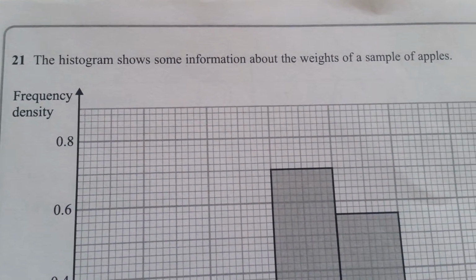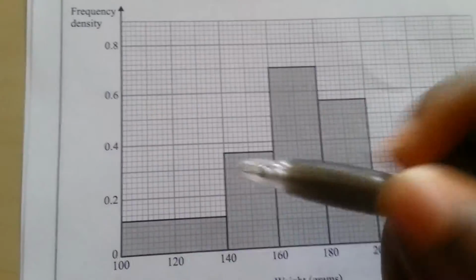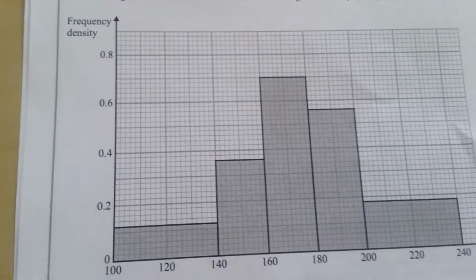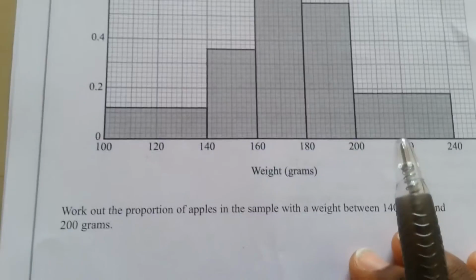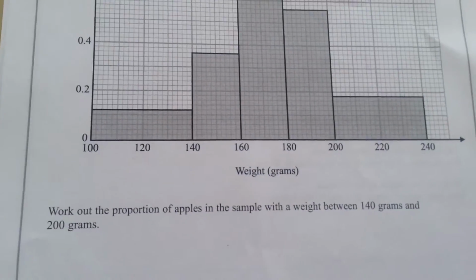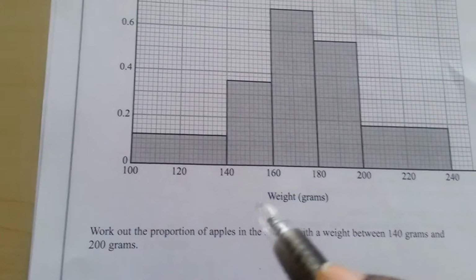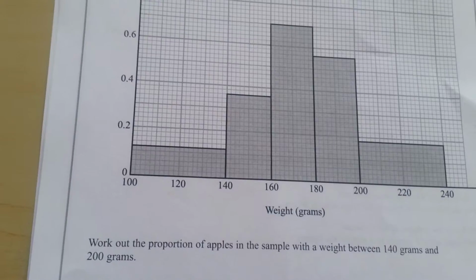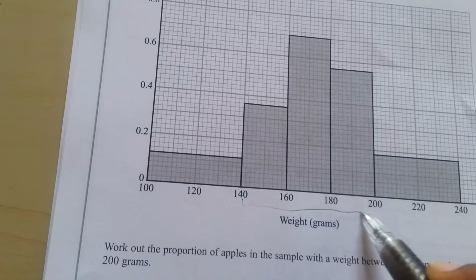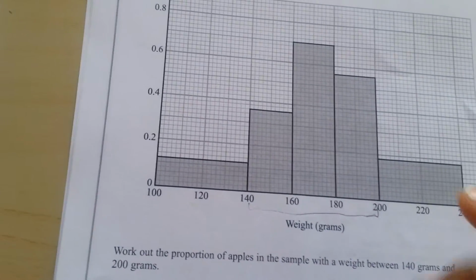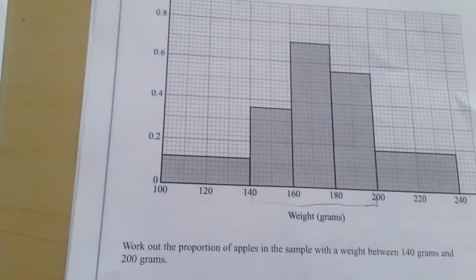The histogram shows some information about the weight of a sample of apples. This axis deals with the frequency density and this axis deals with the weight. Then we're asked to work out the proportion of apples in the sample with a weight between 140 grams and 200 grams. Now we're looking at this region, 140 to 200, but we want to find the proportion between this region and the whole region.